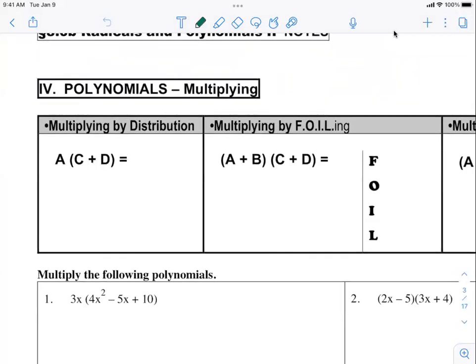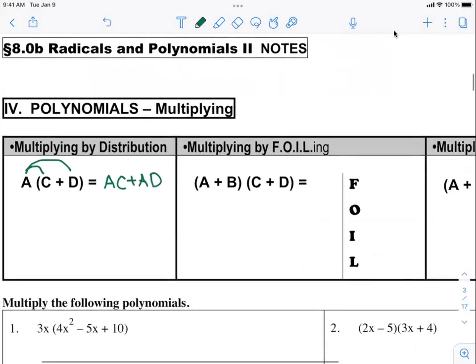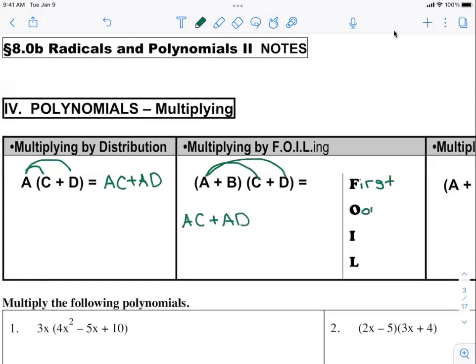We know how to multiply with distribution. So A times the quantity C plus D is AC plus AD. We also have another method where you have 2 terms times 2 terms. That is called FOILing. So you would first multiply A times C. So the FOILing means the first terms. So that would get you AC. Then you would multiply the outer terms. So that would be A times D. So this is outer.